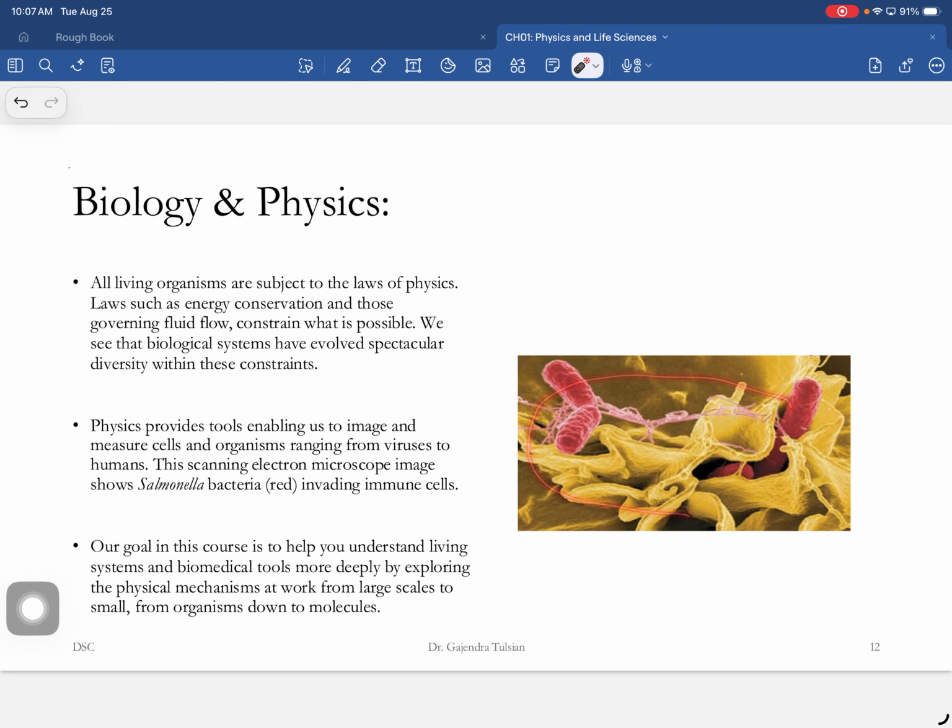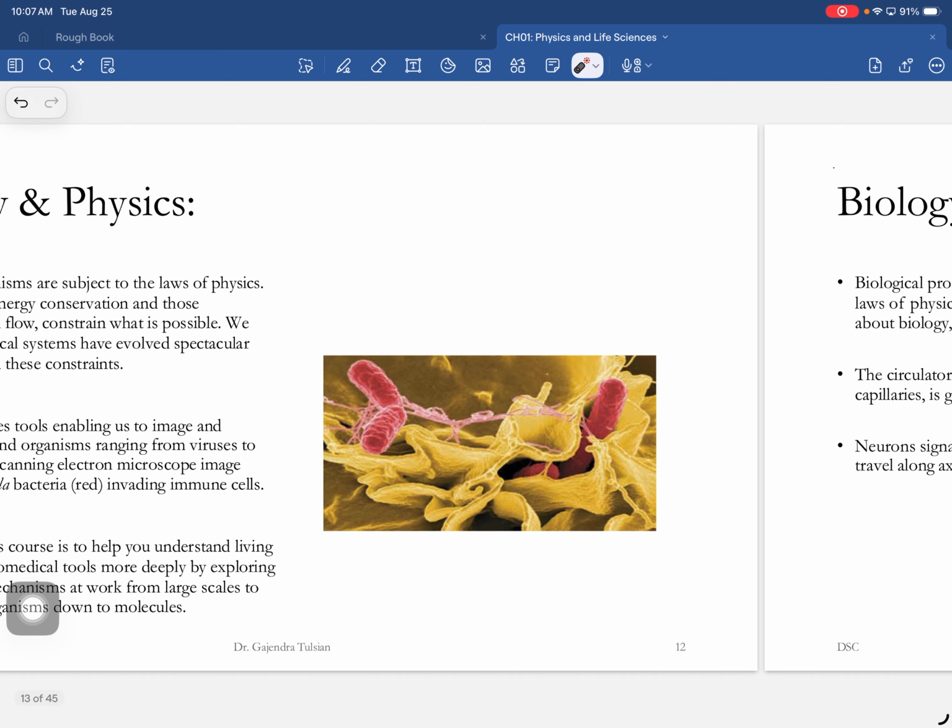Here's a scanning tunneling microscope image of tiny objects. So physics provides tools enabling us to image and measure cells and organisms ranging from viruses to humans. The scanning electron microscope image shows salmonella invading again. So we want you to understand living systems and biomedical tools.